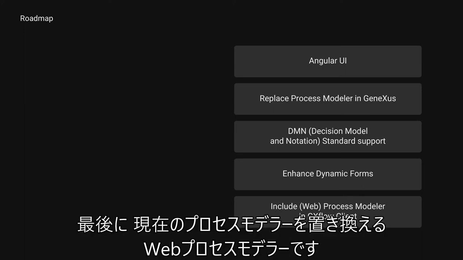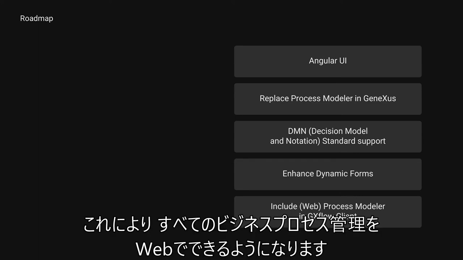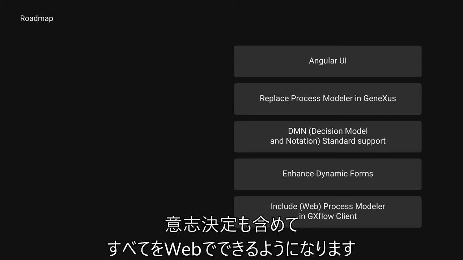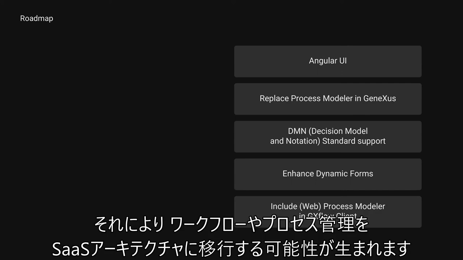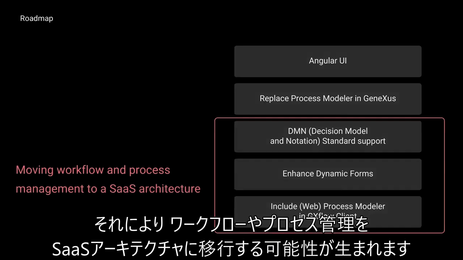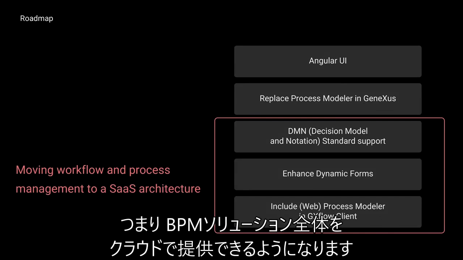And finally, the web process modeler that, as I said, we're going to replace is also going to be incorporated in our end user client, in our web client, which is going to give us the possibility to manage all the business process from the web. So from defining the form, defining diagrams and applications and so on, and all these decisions, they will be all made from the web client. And well, that is going to give us the possibility of moving the workflow and the process management aspect to a SaaS architecture. SaaS is software as a service, and the idea is to offer all the BPM solution through the cloud.